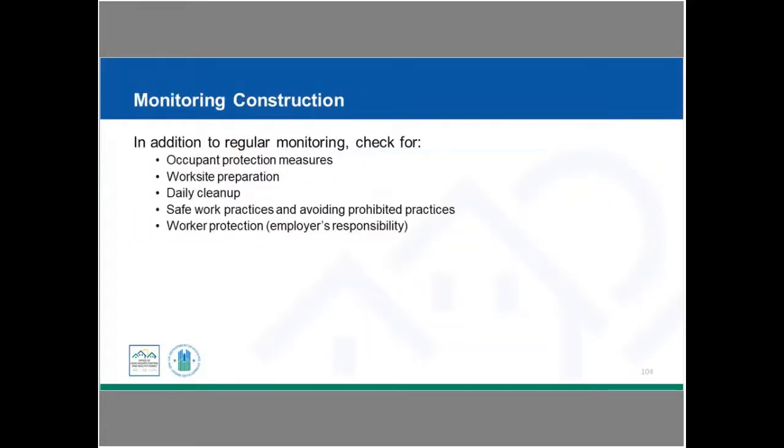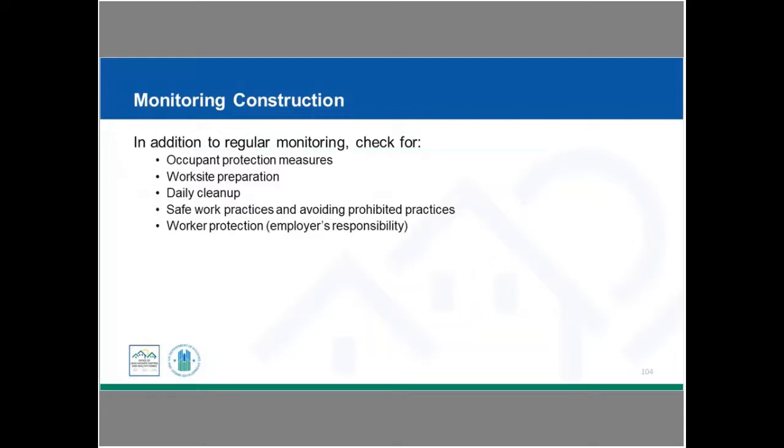So as we think about monitoring construction, we're going to need to make sure that occupant protection measures are in place, so we plan for them up front. But when we're checking and monitoring, we want to make sure that's actually happening, that worksite preparation has been done appropriately. So for instance, we may have moved all of the possessions from that occupant out of particular areas and sealed them off so that they will not be contaminated by any dust that's being created while the work is being done. We need to make sure that that worksite preparation was done, that daily cleanup is being done.